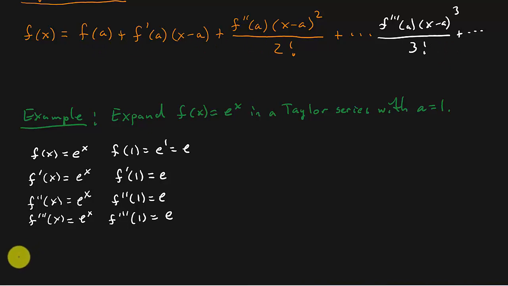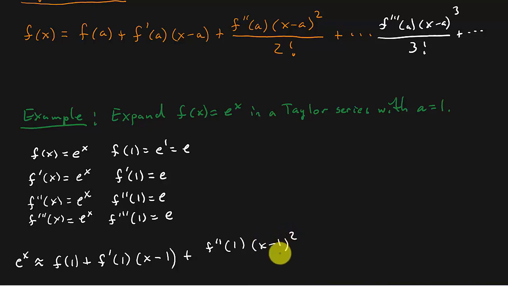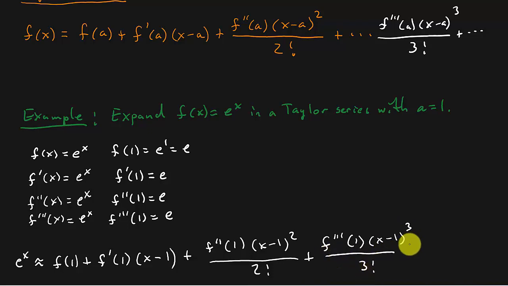So we have e to the x is f of a, so f of 1, well, let's just write it out, f of 1 plus f prime of 1 times x minus 1, because a is 1, just plugging everything in, plus f double prime of 1 times x minus 1 squared over 2 factorial plus f triple prime of 1 times x minus 1 cubed over 3 factorial plus, and then it just continues on like that.